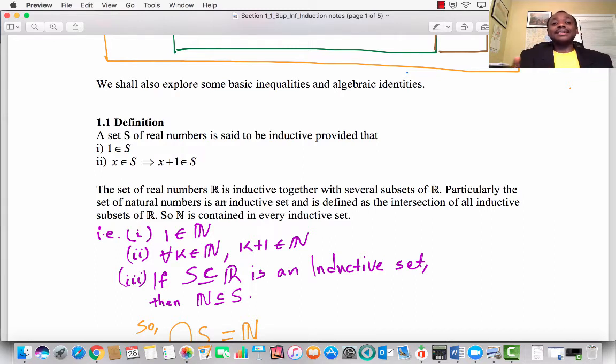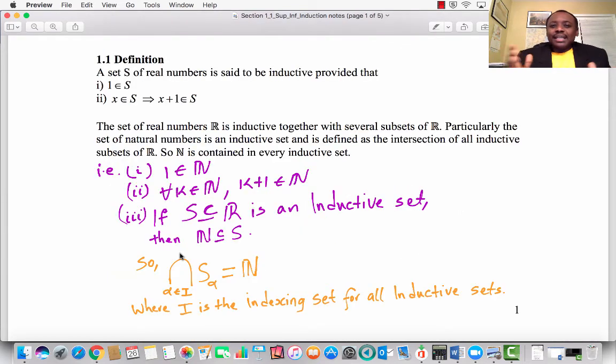In fact, it is the intersection of all inductive subsets of R. So what are we saying about N, the set of natural numbers? Number one, the number 1 is in N, and two, for every k in N, k plus 1 is also in N. The first two indicate that N is an inductive set, and the third one says if S is a subset of R and S is an inductive set, then the set of natural numbers is a subset of S. So N is a subset of every inductive subset of R.